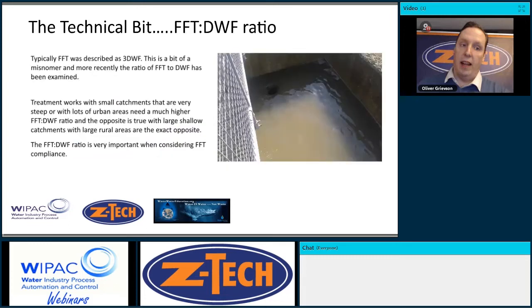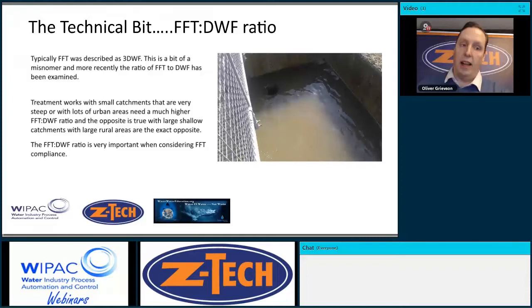The FFT to DWF ratio is something that's come into quite a lot of discussion in the past couple of years or so. But it has been defined as 3PG plus I plus 3E. So even then, it's not a true 3 times DWF. But of course, you can't get 3 times the infiltration in wet weather.